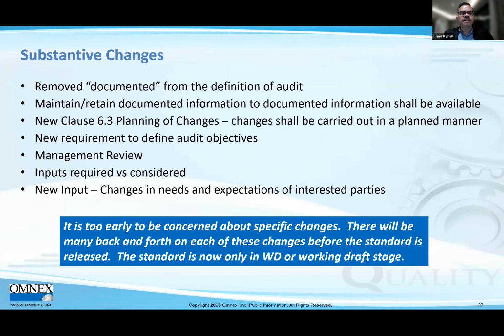There's a new clause, 6.3, planning of changes. Again, it was already there in ISO 9001. 14001 did not have that. A new requirement to define audit objectives. Changes in management review. What is a change there? I think planning of changes comes into management review. Inputs required versus considered. A new input, of course, is changes in needs and expectations. This is for management review.